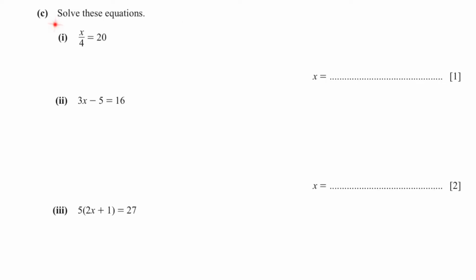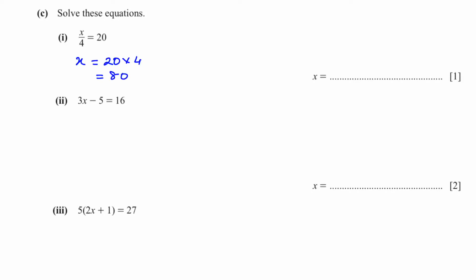Question number C. Solve these equations. So here in all the cases we have to find y. So we have to make y our subject. In 1 we have x over 4 is equal to 20. It is x divided by 4. This 4 when we bring to the other side, it will become multiply. We can write it as x is equal to 20 times 4, which is 80.